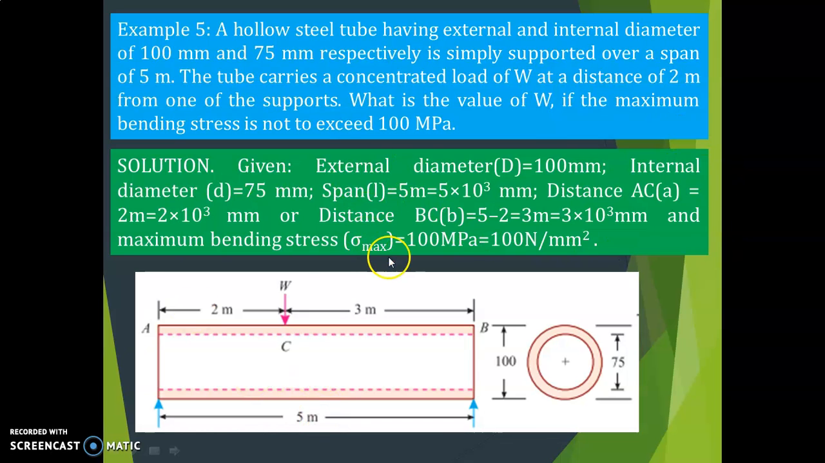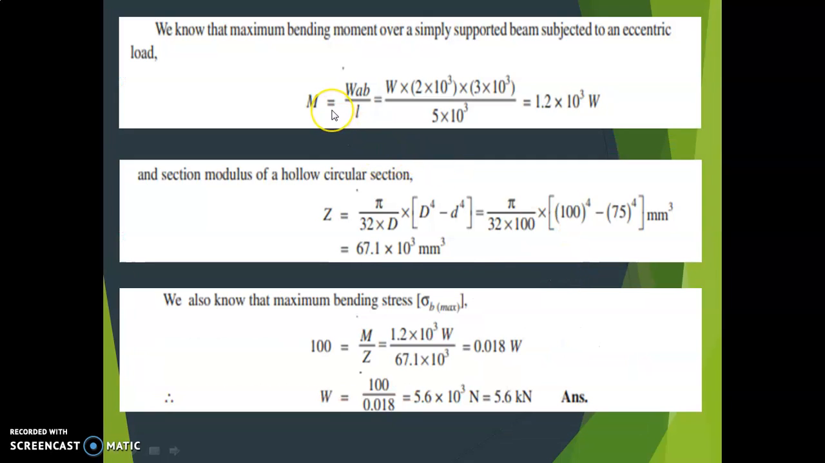Now here this is a hollow steel tube. The external diameter is 100 mm, the internal diameter is 75 mm, and the span and this distance are given. The maximum bending stress is 100 MPa, or 100 Newton per millimeter square. So first let us calculate M.